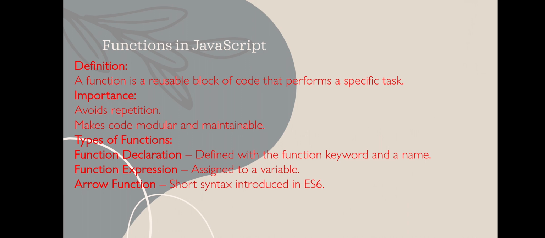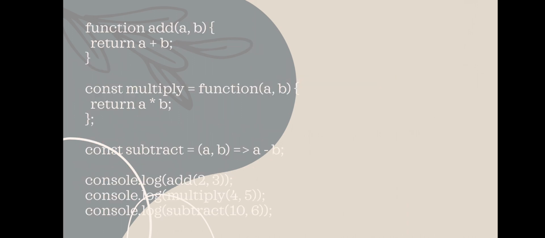And coming to functions in JavaScript, a function is a reusable block of code that performs a specific task. Its importance: reusability makes code modular and maintainable. There are different types of functions: function declaration, function expression, and arrow function. What is a function declaration? Defined with the function keyword and a name. Function expression is assigned to a variable, and arrow function is a short syntax introduced in ES6.